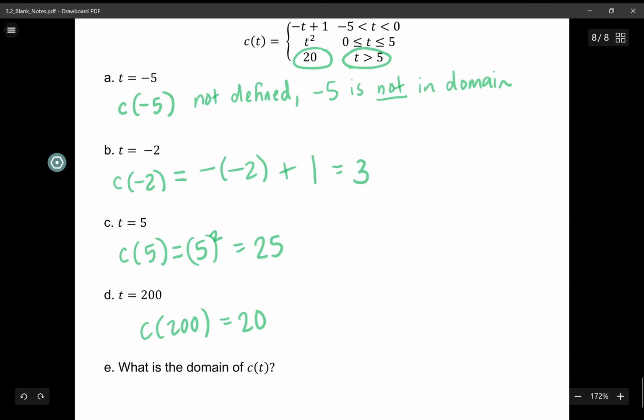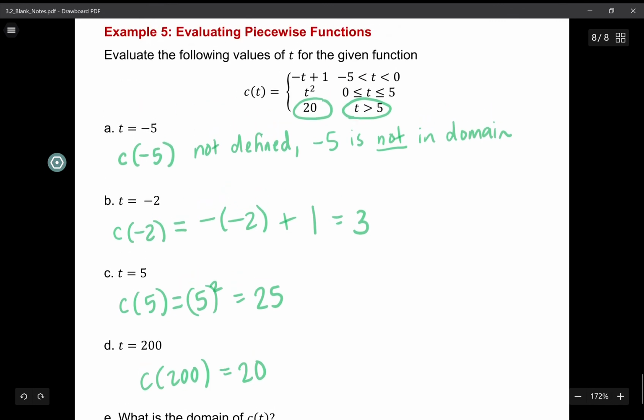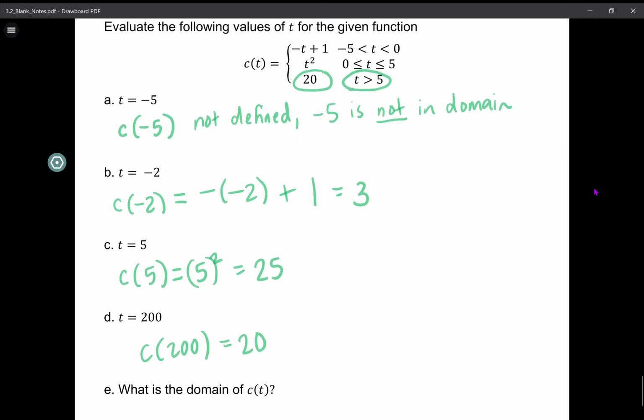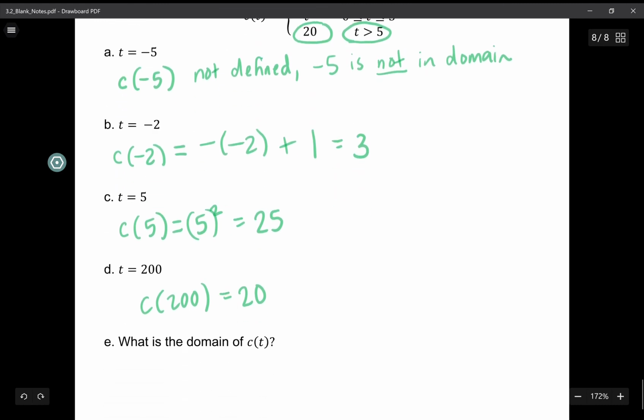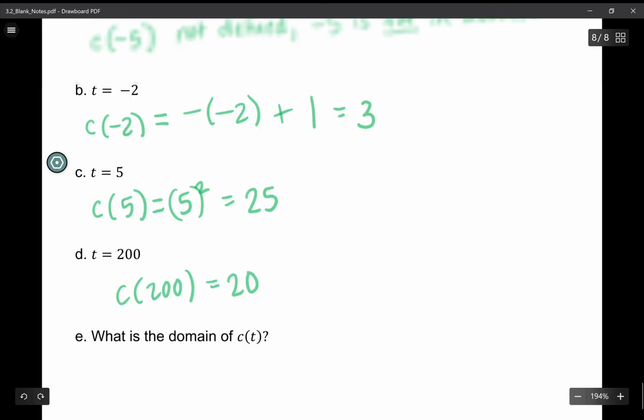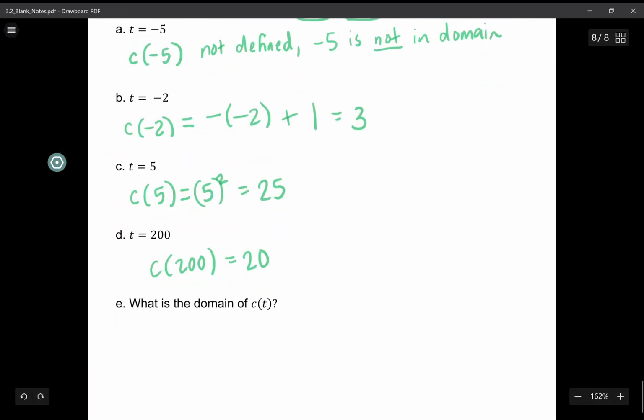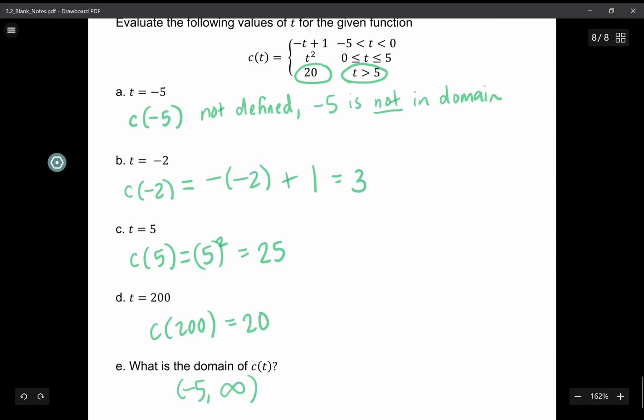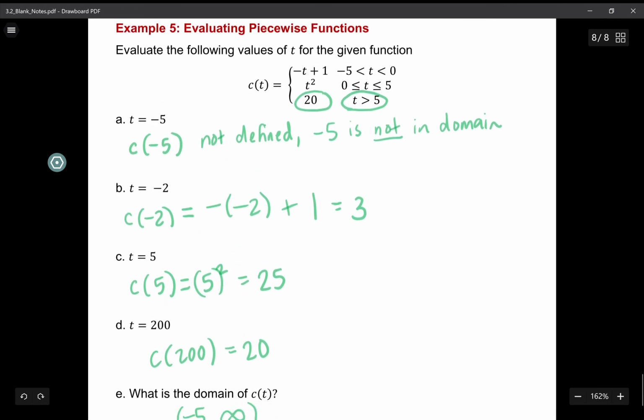All right, so what is the domain of c of t? Well, we know something that's not in the domain, right? Negative 5 isn't. So if we go from negative infinity up to negative 5, it is not defined. We go from negative 5 to 0, 0 to 5, greater than 5, it is defined. So we're fine from negative 5. Oops, what did I do here? Hang on, technical difficulties. We start our values at negative 5, but don't include it, all the way up to positive infinity. All right, so that is a piecewise defined function.